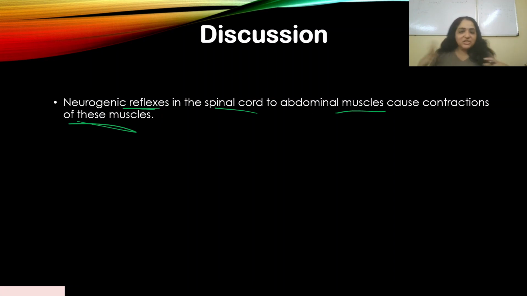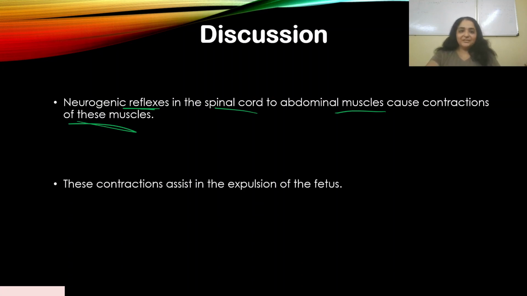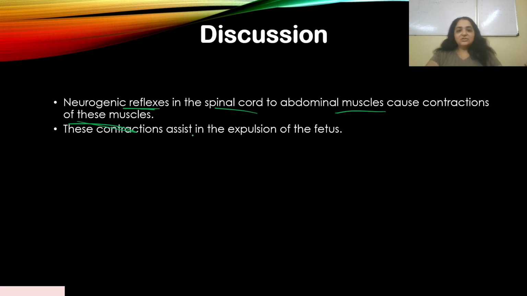There are endocrine changes happening in your body. There are mechanical factors around the uterus where the myometrium is functioning extra hard and extra strong to push the baby out. There are abdominal muscles also now contracting to push the baby out. These contractions assist in the expulsion of the fetus. So basically this is what parturition is. It's not just oxytocin release and the mechanical factors I just discussed, but there's more to it.